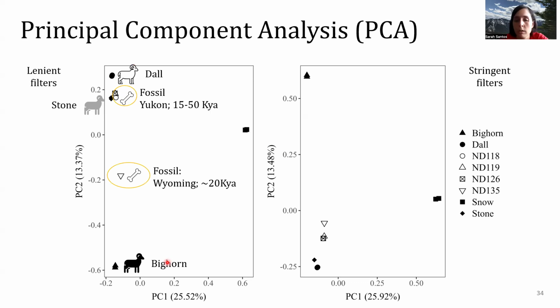When we use stringent filters, again, we observe thin-horn sheep separate from bighorn and separate from snow sheep. But then we also see that the fossil records are closely related here. So the Wyoming sample is closer to the Yukon samples and closer to thin-horn sheep, which is a bit different than what we were expecting, since before we had that hybrid lineage. For the PCA we filtered a little bit, but we filtered even further for the other analyses.